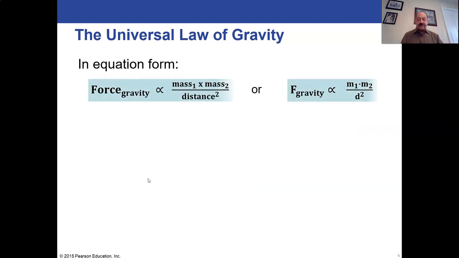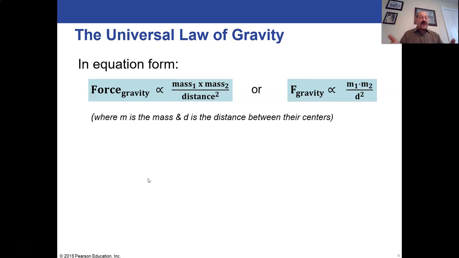So if you put these things together, we know the force of gravity is proportional to the mass of the first thing. We know it's proportional to the mass of the second thing. So both of those will be in the numerator. We also know it's inversely proportional to the square of the distance. That goes in the denominator. So now we know it's proportional to the whole thing. Force of gravity is proportional to mass 1 times mass 2 divided by the distance squared.